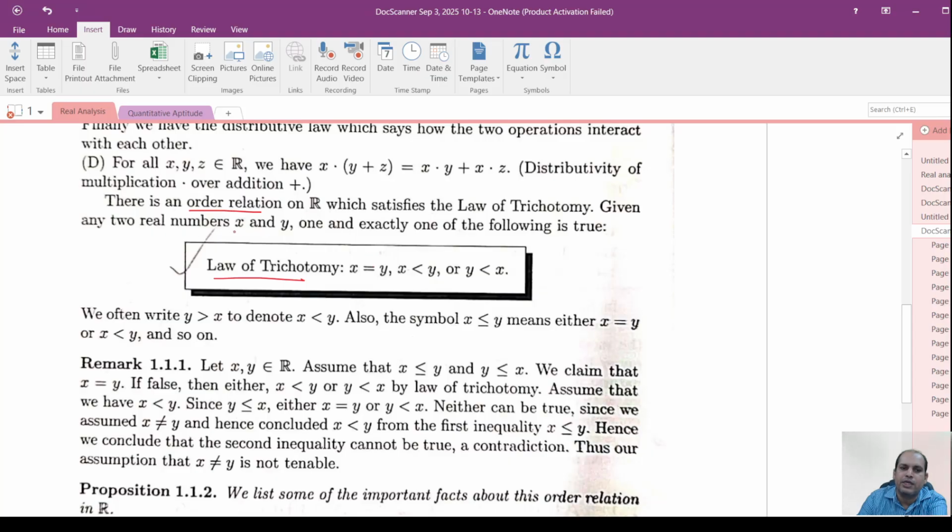Given any two real numbers x and y, either x is equal to y, x is less than y, or y is less than x. That is, exactly one of the following is true. This is the reason why R with respect to its usual addition and multiplication forms a field, and with respect to this ordering, it is basically an ordered field. Whereas the set of complex numbers is a field but not ordered. We cannot compare two complex numbers, which one is bigger, which one is smaller.